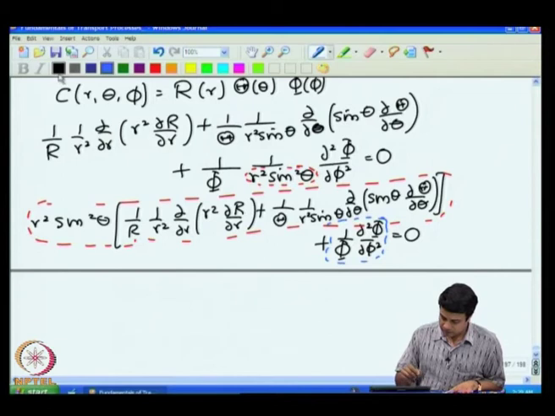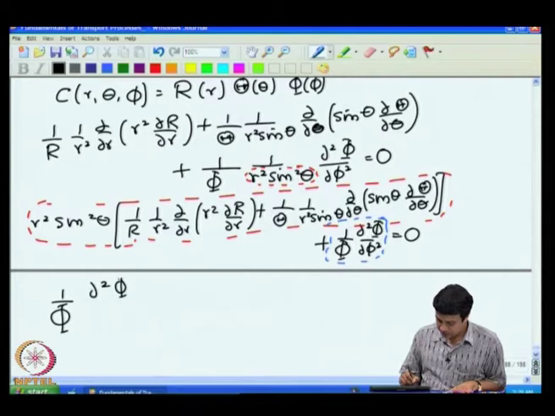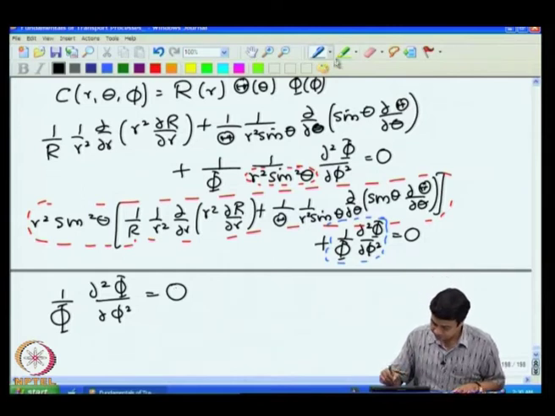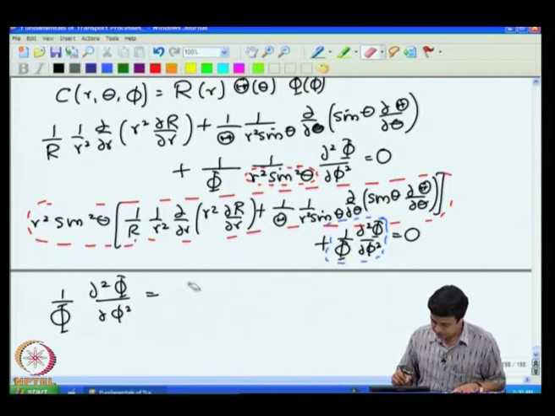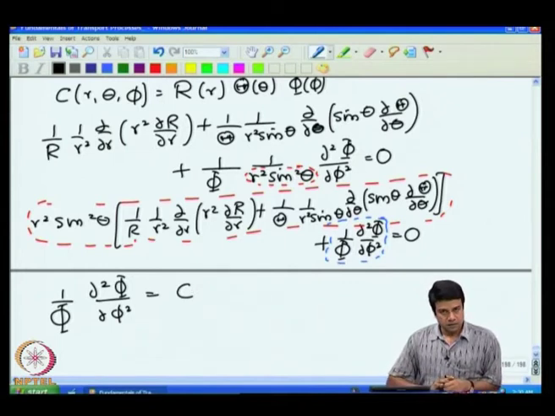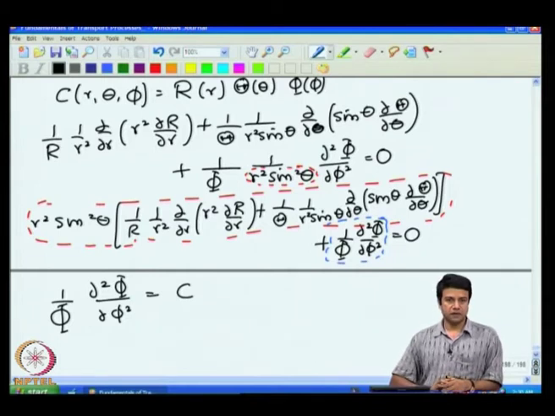Now, the last term, which is a function of phi, is equal to a constant. 1 over phi d square phi by d phi square is equal to a constant, some constant c. As usual, the question is: is the constant positive or negative?